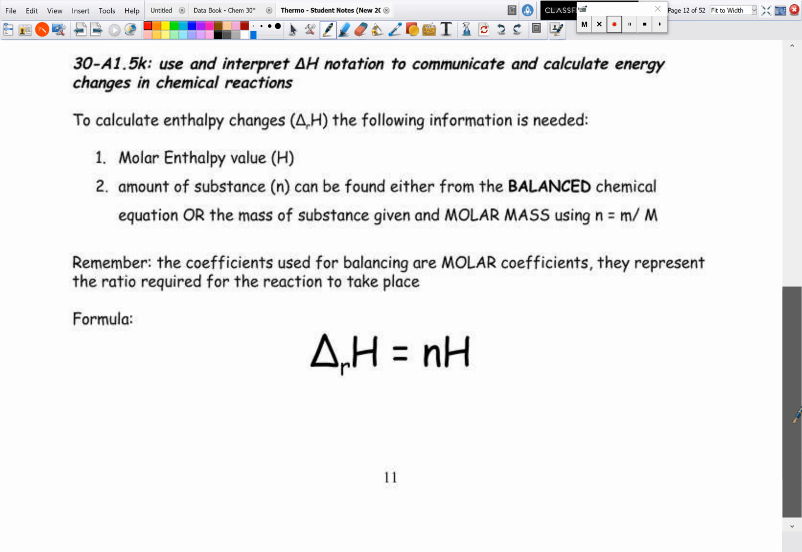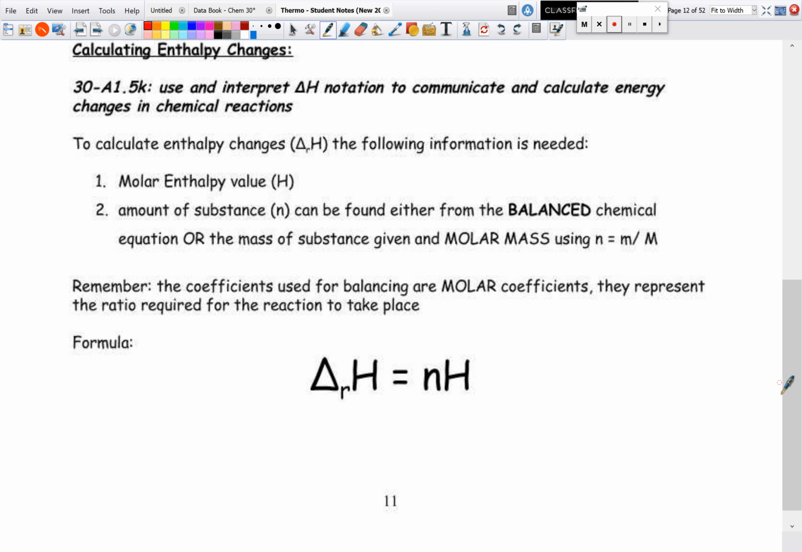Alright, welcome back. So this one right here, we are going to look at calculating enthalpy changes, and we are going to go into how to communicate it once we actually calculate it. So what we have right here, remember, enthalpy change is delta H. In order to calculate one of these, we need a few things. One of them is going to be molar enthalpy. So we need to figure out what substance and, of course, how much energy it's going to release per mole.